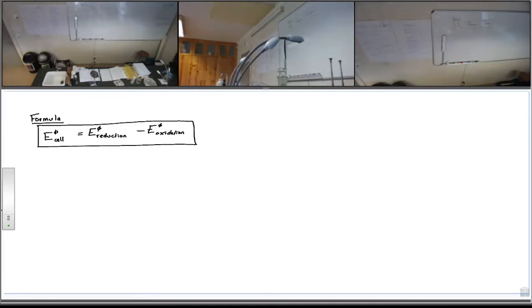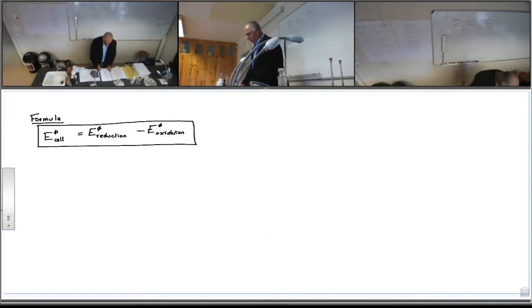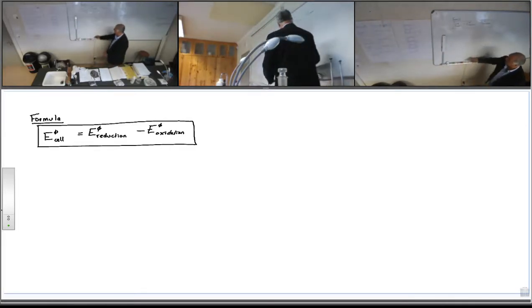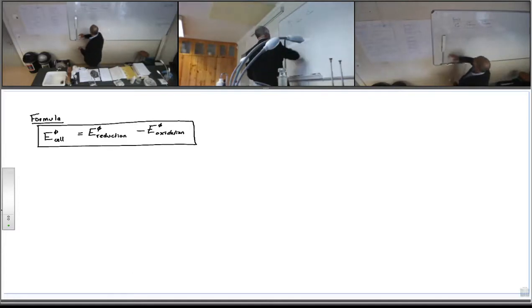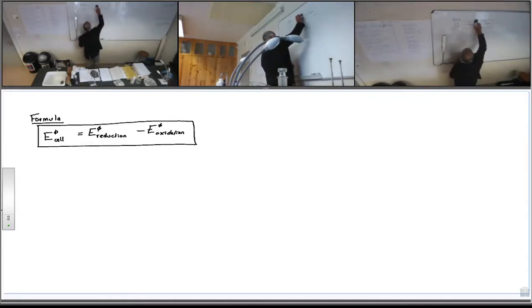Okay, there your formula is. Some examples: determine the direction of electron flow, as well as the E naught cell values for each of the following half cell combinations. It's done for you. But just make sure that you agree with that. So if we do the first one, does it say reduced and oxidized in your notes? As I say, it changes every year.